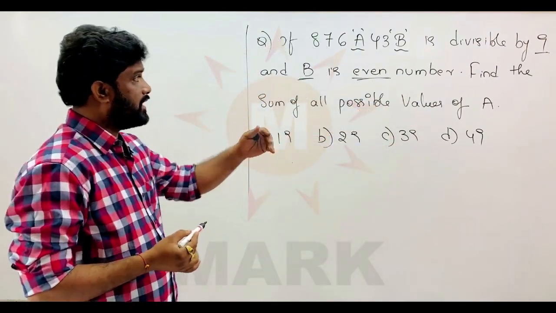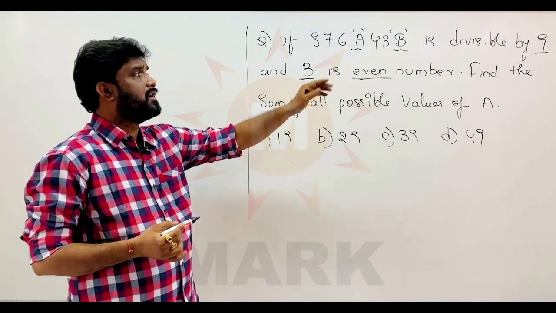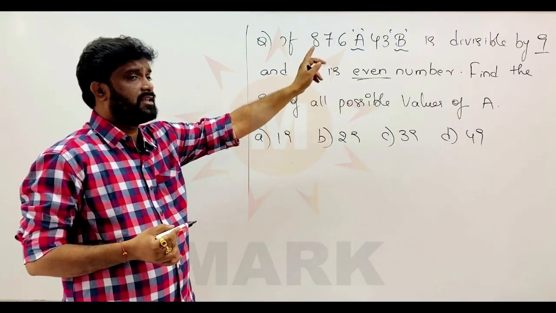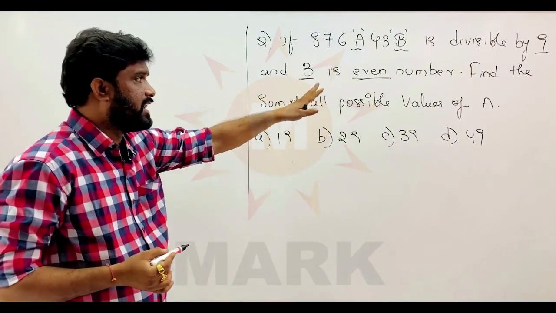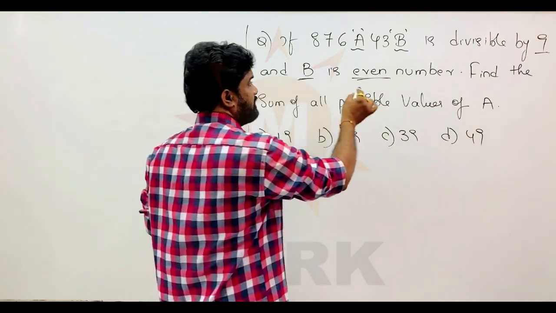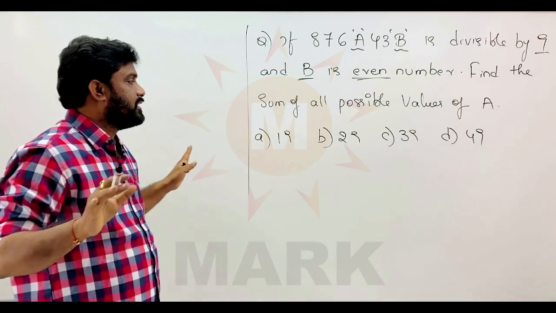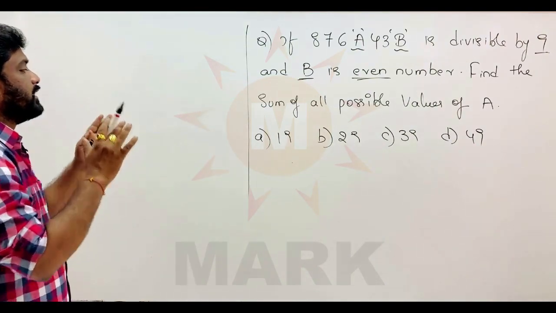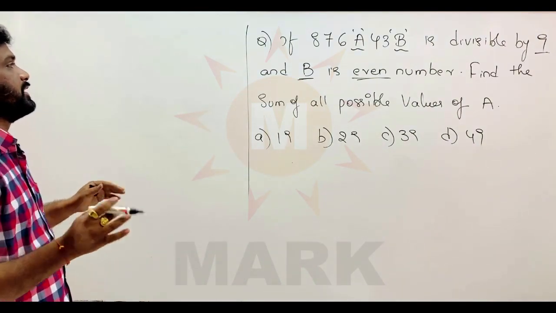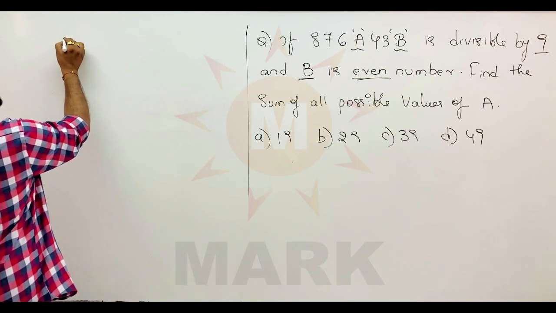Since they are saying B is an even number, B can be 0, 2, 4, 6, 8. It can be any of these values. Find the sum of all possible values of A. There are 4 options: 19, 29, 39 and 49. So I am trying to solve this question.